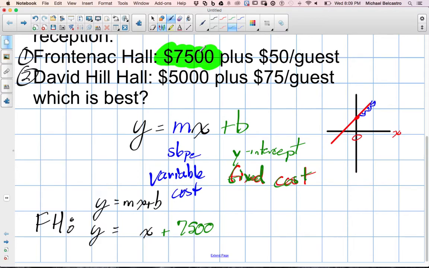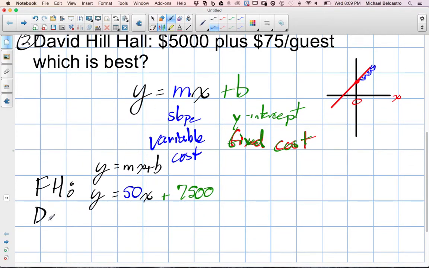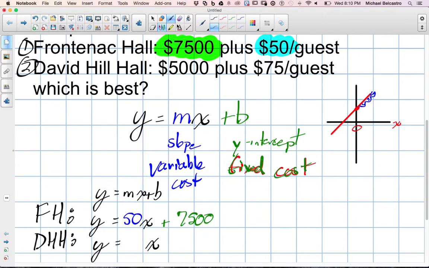And what's the variable cost for that place? 50. That's right. For every additional person who shows up, it costs us an additional $50. What was the other place? DHH. That's a delivery company, maybe I'm wrong. No, I think it's DHL. Okay, y equals mx plus b. What's our fixed cost in this one? 5,000. Perfect. And what is our variable cost? $75 is our variable cost.